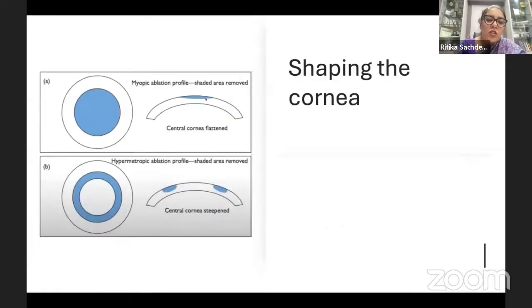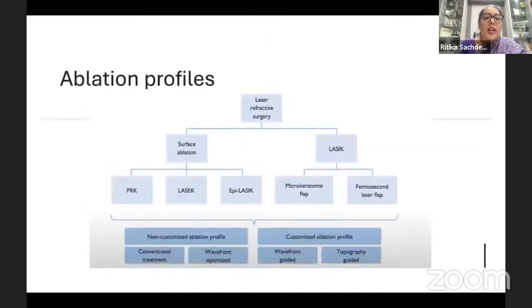Now, how we etched the cornea earlier was very simple in traditional LASIK: we just have to flatten the cornea to get rid of myopia and steepen the central cornea to get a hyperopic correction. And the lasers focused on this. So the traditional non-customized ablation profile was the conventional treatment. We upgraded our knowledge base with wavefront to come up with a customized profile. When you come up with a customized profile, you can then correct or optimize the wavefront errors in the eye.